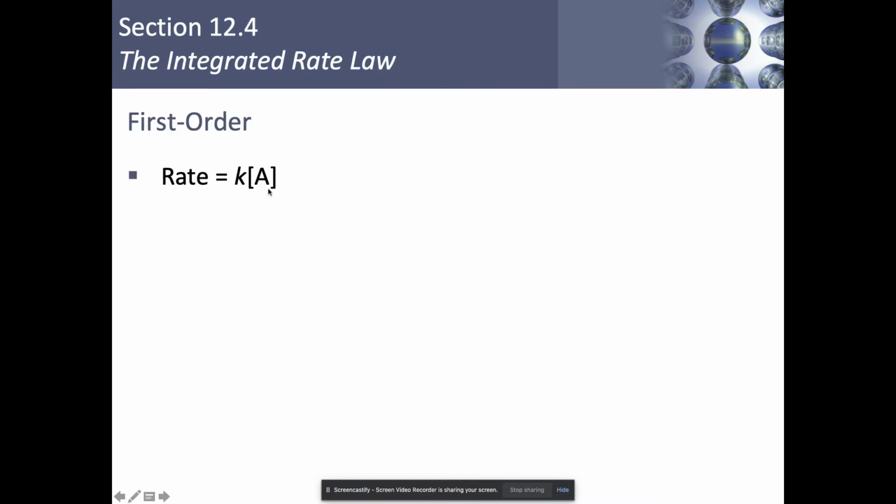So, rate equals K times A. There are different methods that we use to figure out what is going on at any particular moment in time. The integrated rate law is what it's called. The integrated rate law is the natural log of A equals negative K times T plus the natural log of A sub 0. What do these mean?